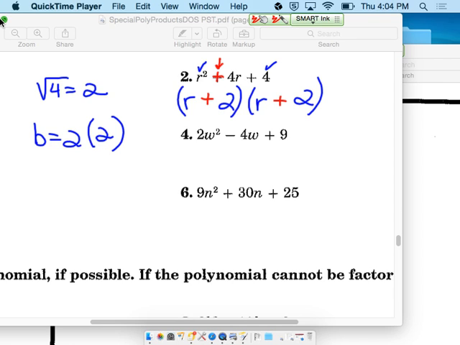Number 4 is not a perfect square trinomial because 2 is not a perfect square. So this is what I would call prime, irreducible, something I cannot factor. And we'll talk about that in class. Irreducible or prime. And the problem with that is that the coefficient on the quadratic term is not a perfect square. Let's look at number 6.